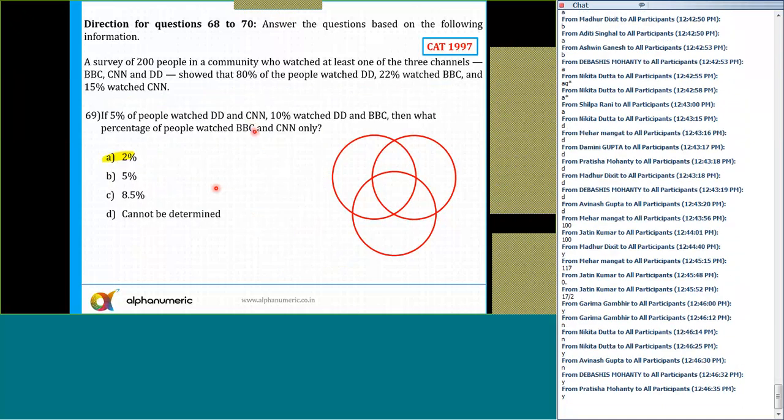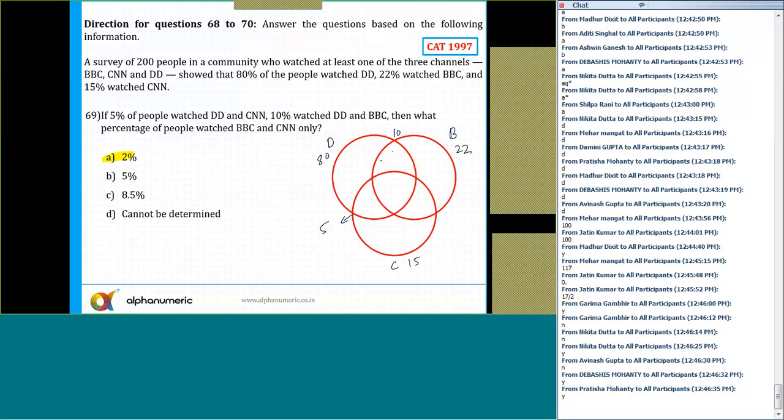Now it says a survey of 200 people in a community who watch the same thing. If 5% of the people watch DD and CNN. So let's say this is DD, which is 80, then BBC, which is 22, and then CNN, which is equal to 15%. And 5% of the people watch DD and CNN, so this portion is equal to 5 here. And 10% watch DD and BBC, so this is 10% here.